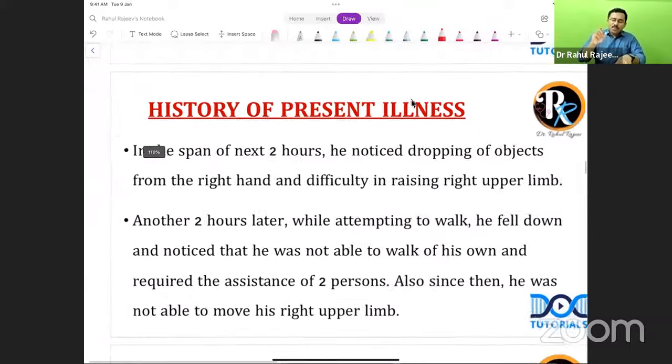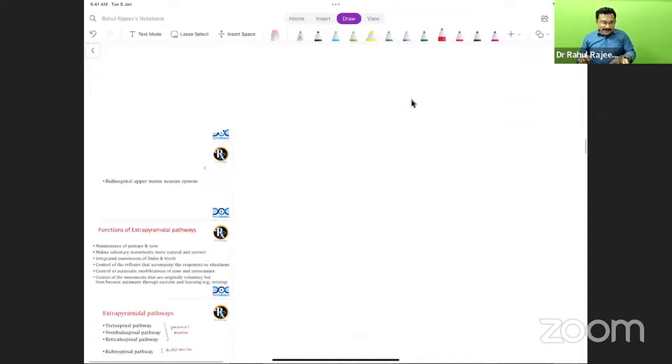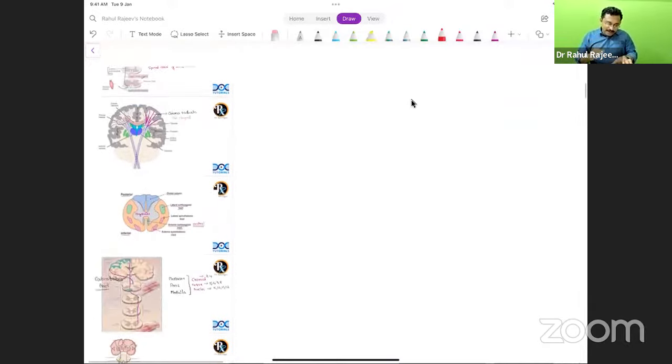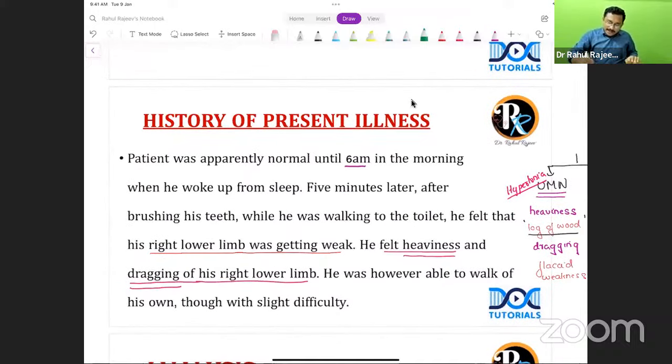Now, I will tell you one common mistake that you make while presenting. You often say initially weakness was mild, later weakness was severe. That is an assumption. What you have got to tell in the history is something from the history. Even without you telling it is a mild weakness, the examiner understands it is a mild weakness, which is why in the first part I told you he was, however, able to walk of his own, though with slight difficulty.